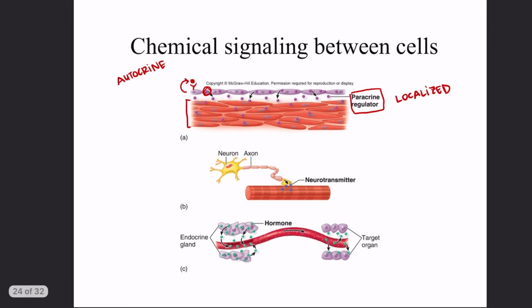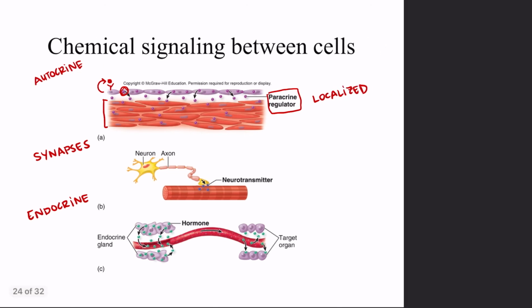Here we have synapses, which is what we're going to get into next, about how our nervous system communicates with the rest of the body. And then down below we have our endocrine signaling, which is our hormones being released by our endocrine glands, going into the bloodstream to reach the target organs that have receptors for those hormones.